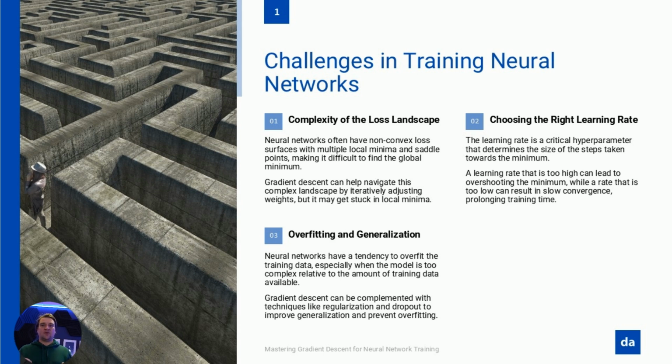Now, let's talk about choosing the right learning rate. Imagine you're driving a car down a winding mountain road. If you hit the gas too hard, you'll overshoot the curve and end up in a ditch. If you go too slow, you'll never make it to your destination. Neural networks face the same problem with their learning rate. A learning rate that's too high causes the model to overshoot the minimum, like a car zooming past a sharp turn. Meanwhile, a rate that's too low drags out the training process, wasting time and computational power.